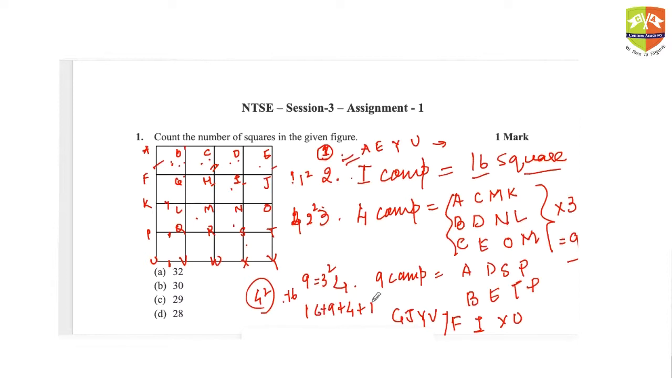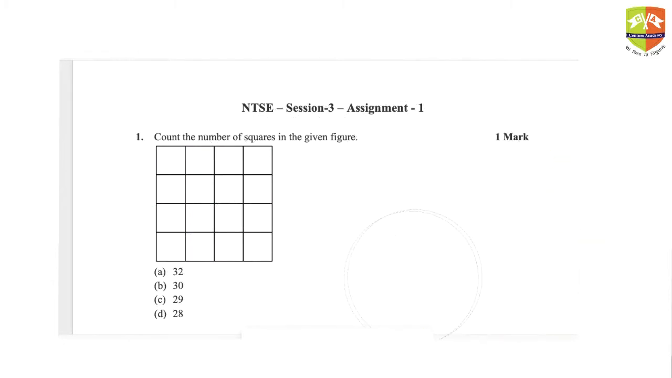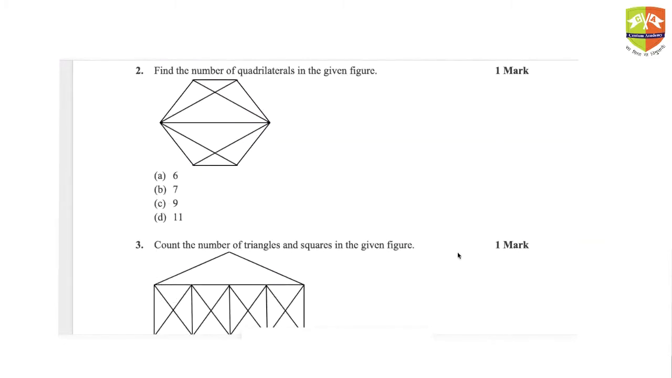So 16 plus 9 plus 4 plus 1, how much is it? It comes out to be 30. So how much do you get? You get 30. So 30 is the right answer. Now let me go to another question. So solve question number 2.